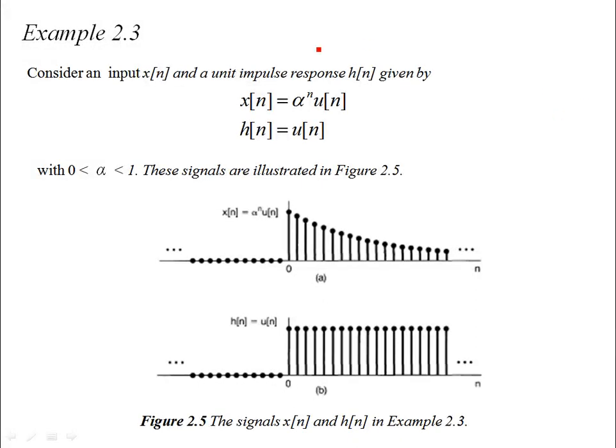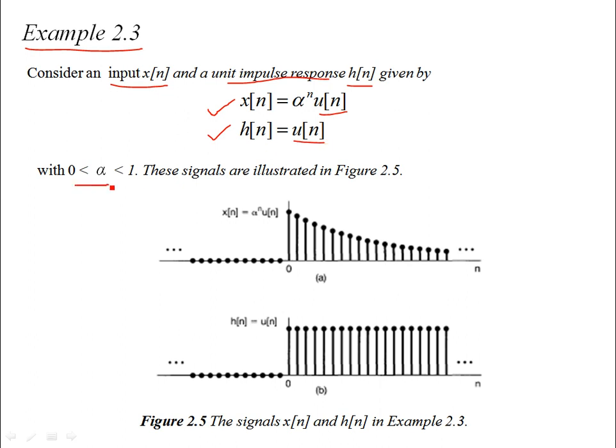More examples to understand how the convolution sum can be evaluated both graphically and analytically. So this is example 2.3 from the course text, and it says consider an input sequence x of n and a unit impulse response indicated by h of n. Both are infinite length sequences, starting from n greater than or equal to 0 because they have u of n.